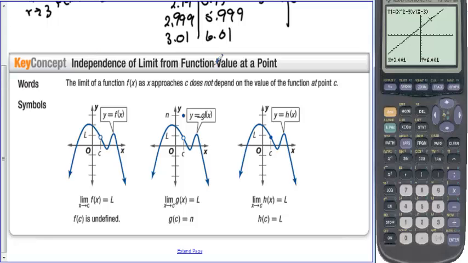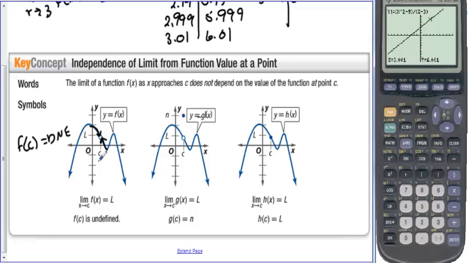Independence of limit from function value at a point. The limit of a function f of x as x approaches c does not depend on the value of the function at point c. What that is saying is, notice right here at c there is no function value. F of c does not exist on this one. There's no point here. But the limit is still defined because the left-hand limit and the right-hand limit are equal to each other.